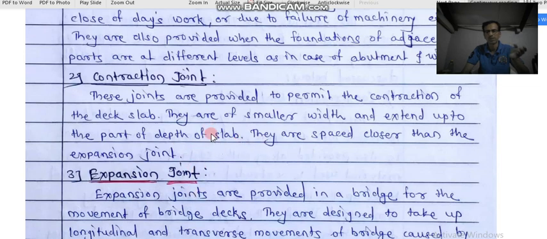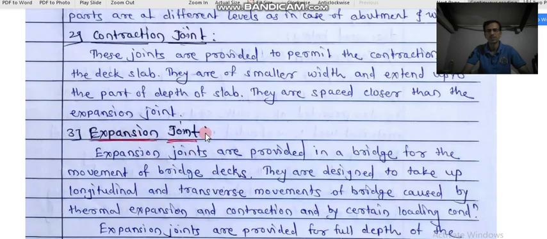As compared to the expansion joint, contraction joints are very small and they are not provided up to the full depth of the slab, but only up to part of the depth. That means they are not provided throughout the depth of the slab, but at some portion of the depth. They are spaced closer than the expansion joint. We will study the expansion joint in detail, but these contraction joints are provided closer than the expansion joints. So the distance between two contraction joints is less as compared to the expansion joint. Then we will move towards the very important point, that is, the expansion joint.